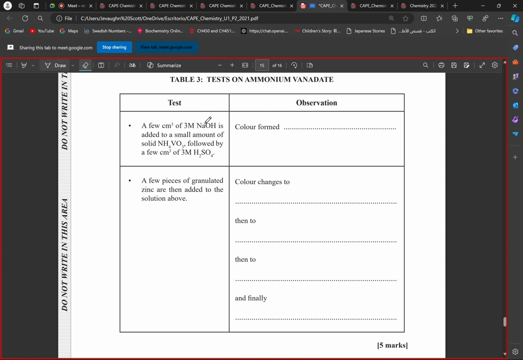What we're doing, we're adding sodium hydroxide to ammonium vanadate, right? For us to allow it to react under these basic conditions. Now, if we have that much sodium hydroxide, we add the excess acid to it, in order to neutralize any excess sodium hydroxide. What we're trying to do is isolate a specific oxidation state of vanadium.